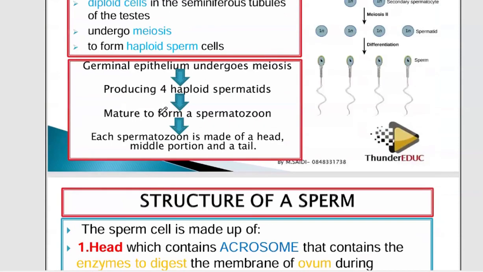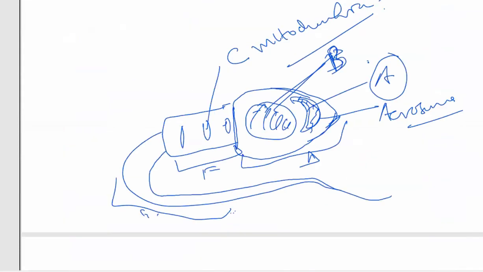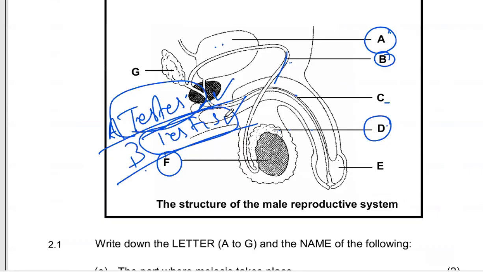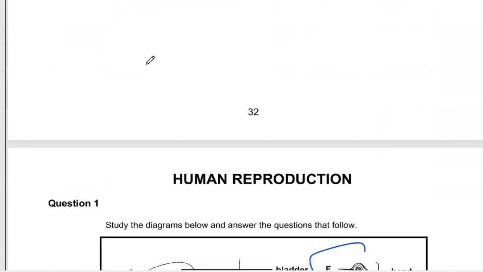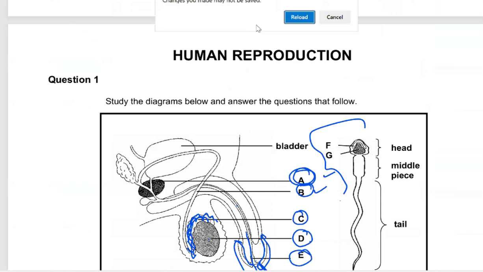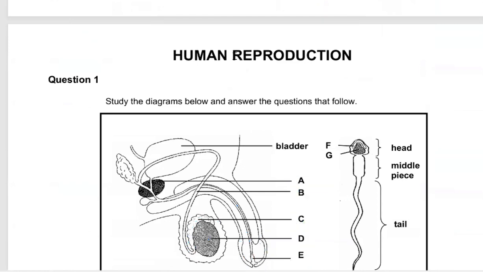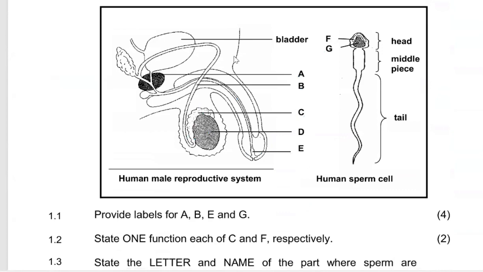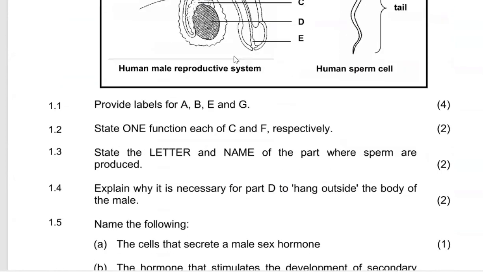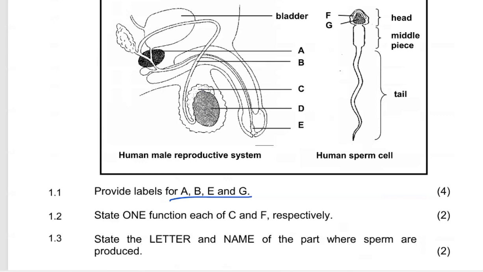So now let's go back to the questions, and then we see what we can do with the questions. They're saying provide the labels. So we are done with these labels. State one function of each of the following. That is C and F. What is the function of C?